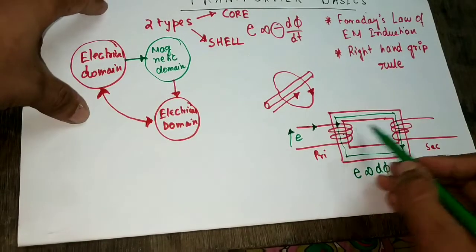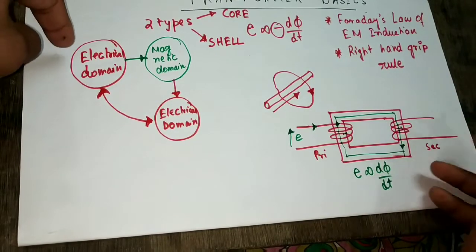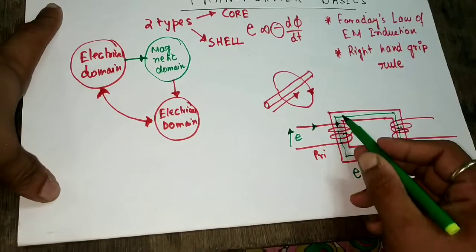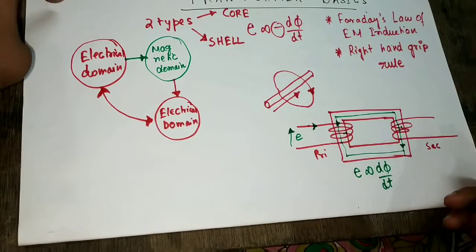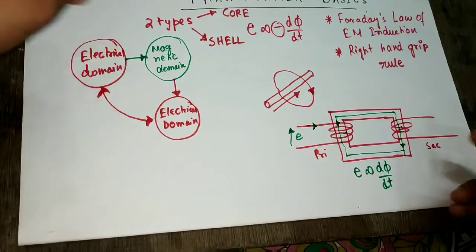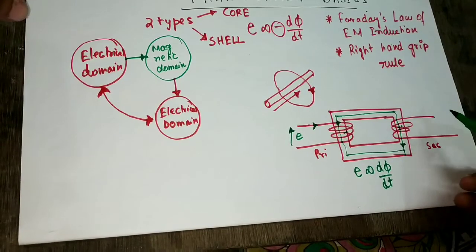As you can see, these two windings are not electrically connected. So I have mentioned the electrical domain to magnetic domain. This is the magnetic domain where the flux is passing through the core of the transformer, and it is again coming to the electrical domain. Now how is it coming to the electrical domain?